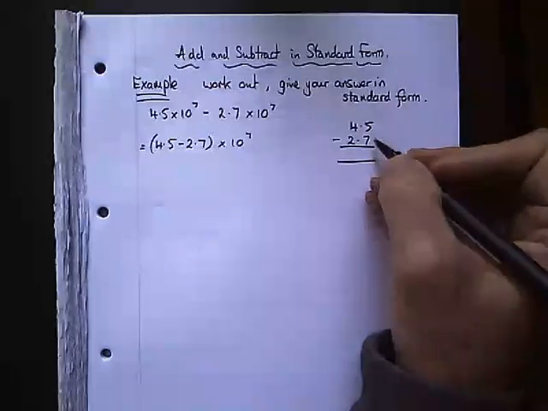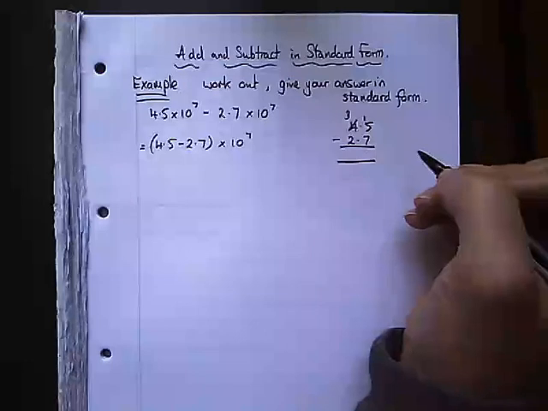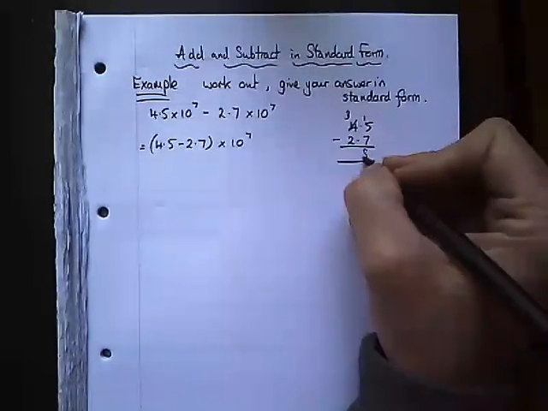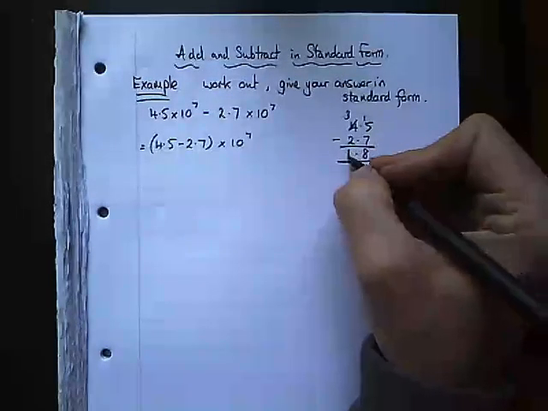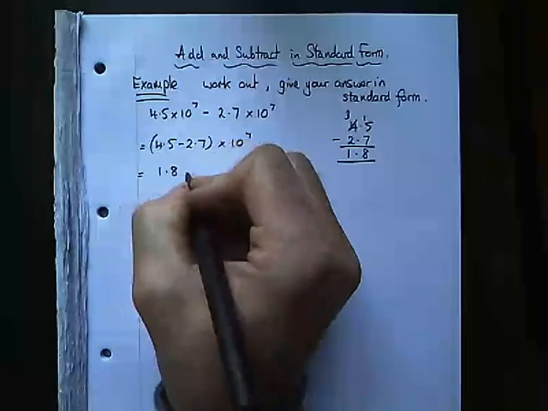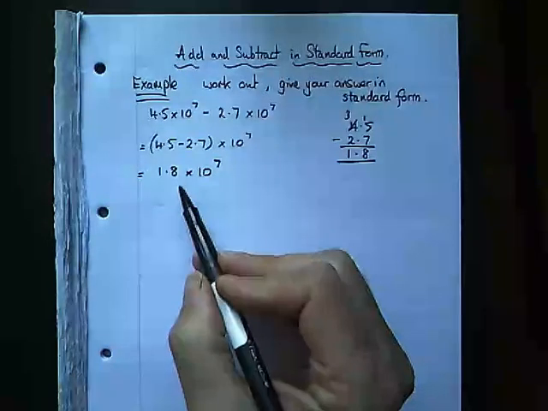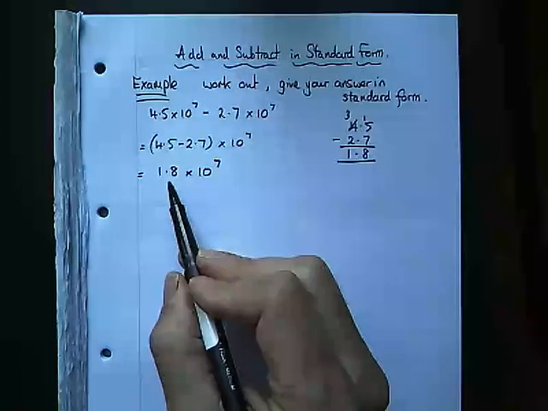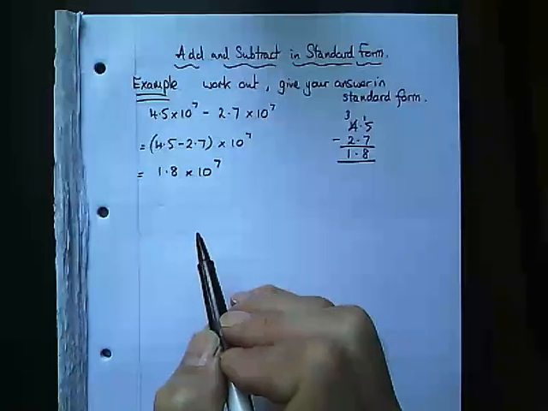Can't take 7 away from 5, so I'm going to borrow 1 from the tens column, well, from the units column. 15 take away 7 is 8. Decimal point goes under the decimal points. 3 take away 2 is 1. So the answer is 1.8 times 10 to the power of 7. At this stage, you've got an answer, but just double check. Make sure this number at the front is between 1 and 10, and it is. Okay, so that's the answer in standard form.